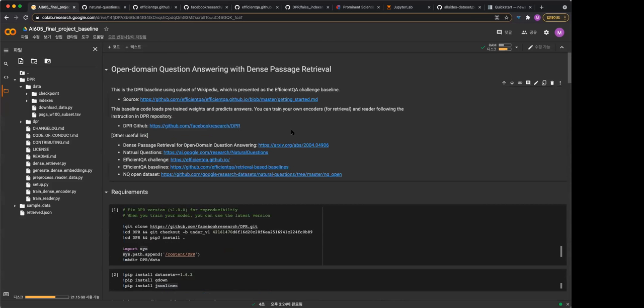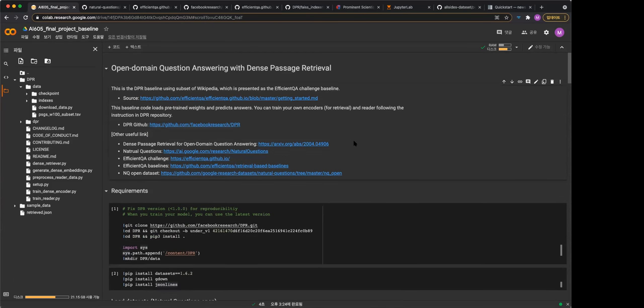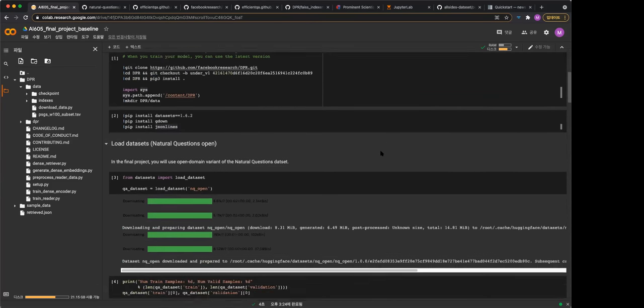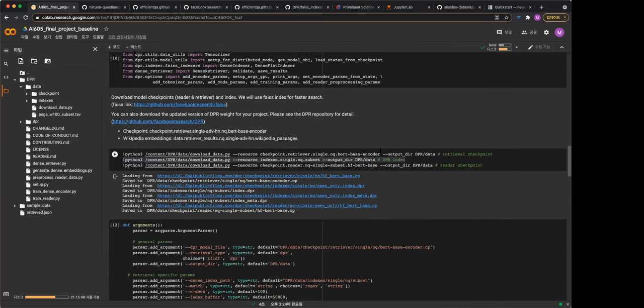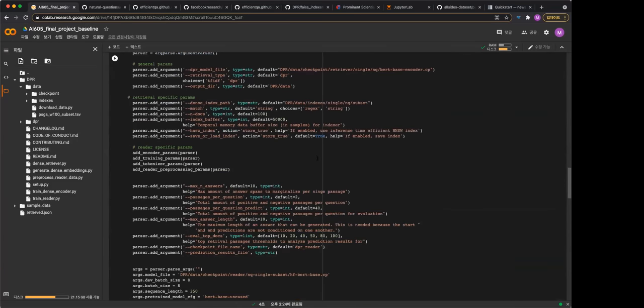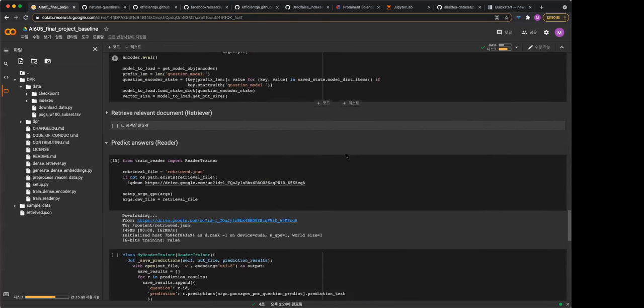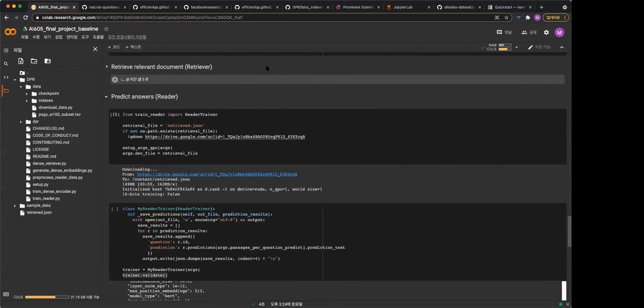So this baseline code just loads your models and the indexes that are pre-computed, but you can train your own encoders, retrievers, and readers to improve your final project. I think that's it for the baseline. I'm sorry for my confusing explanation, but if you have any questions about the baseline, feel free to tell me.